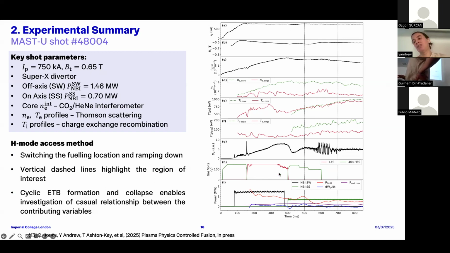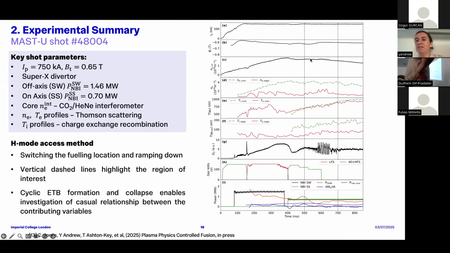We then switched to this gas puff. You can see the gas puff on the high field side, but we wanted to drop the gas puff. That allowed us to drop the core plasma density, which I'm showing here. So we were trying to access the H mode by dropping the core plasma density. It kind of stabilized, and we're sort of increasing that at this point.